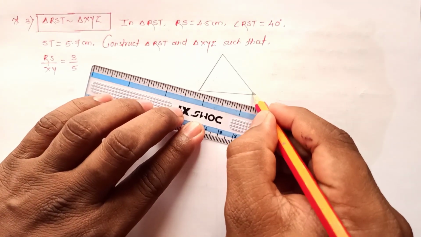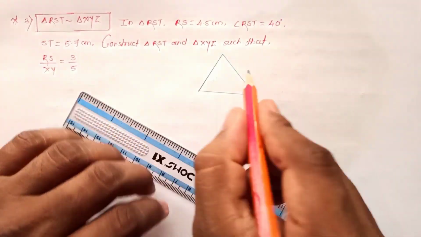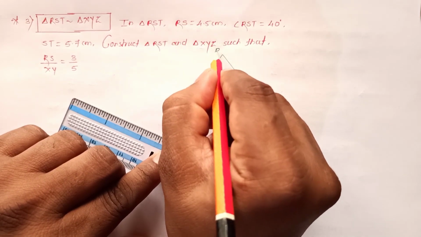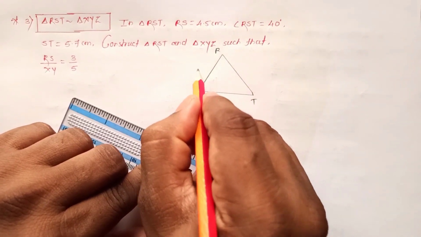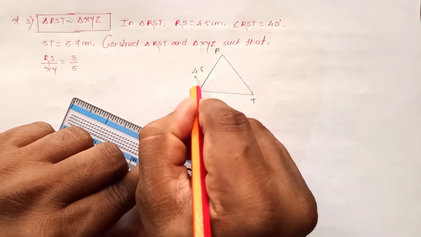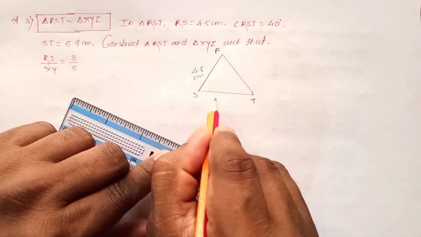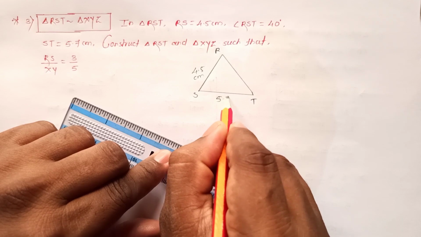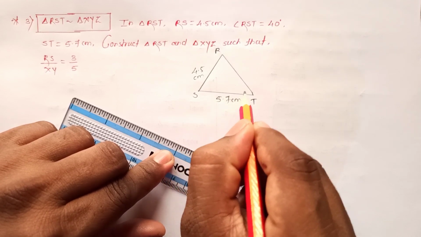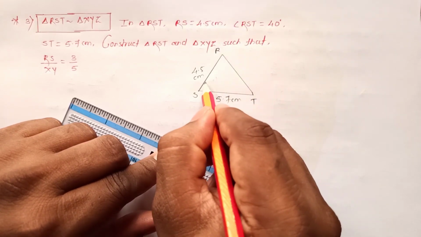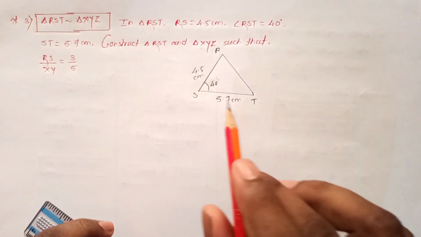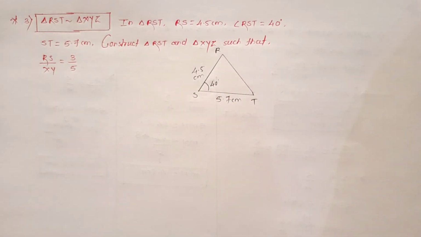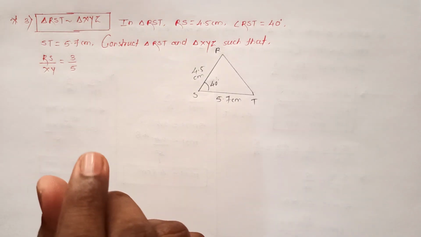So in this triangle RST, this is R, S and T. This RS is given 4.5 centimeter and ST is given, which is 5.7 centimeter. And angle RST, look at this angle, 40 degree. So let's find out the corresponding sides of this triangle RST.